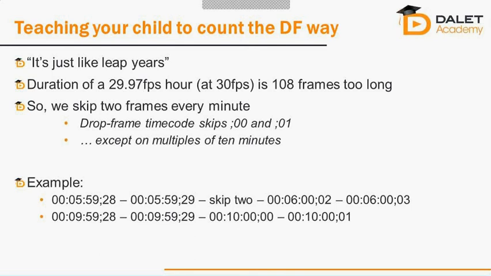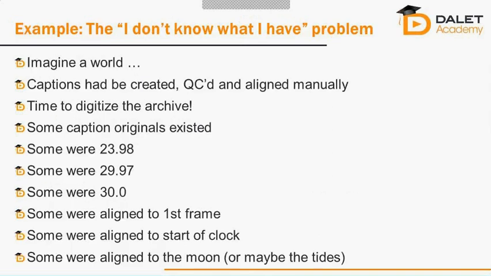And very often file format interoperability problems come from the fact that people made an operational mistake. And that operational mistake has been technically followed through the entire chain to mix NDF and DF timecode counting modes with 29.97 and 30 frame rates. And this is exemplified in one of the projects that I worked on, which is the I don't know what I have problem. Imagine a world where you've got captions that were QC'd and manually aligned, so you had humans to fix stuff up. You start to digitize the archive. Some caption originals were 23.98, were 29.97, or maybe 30.